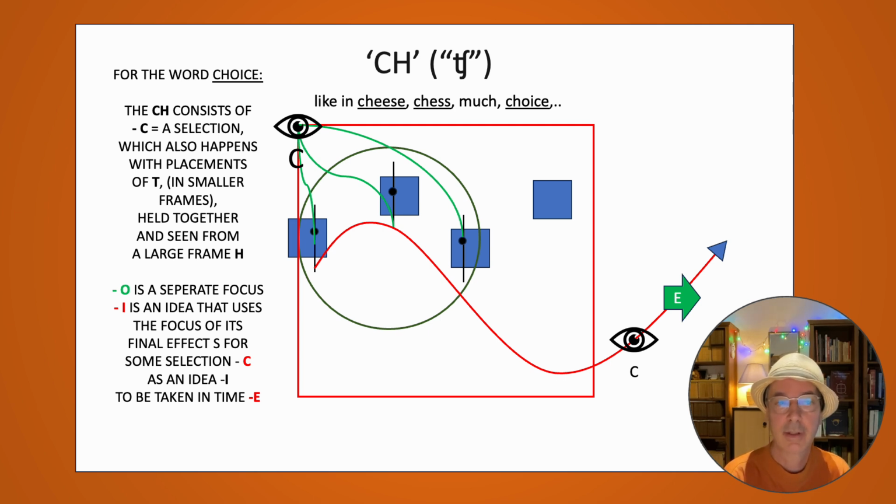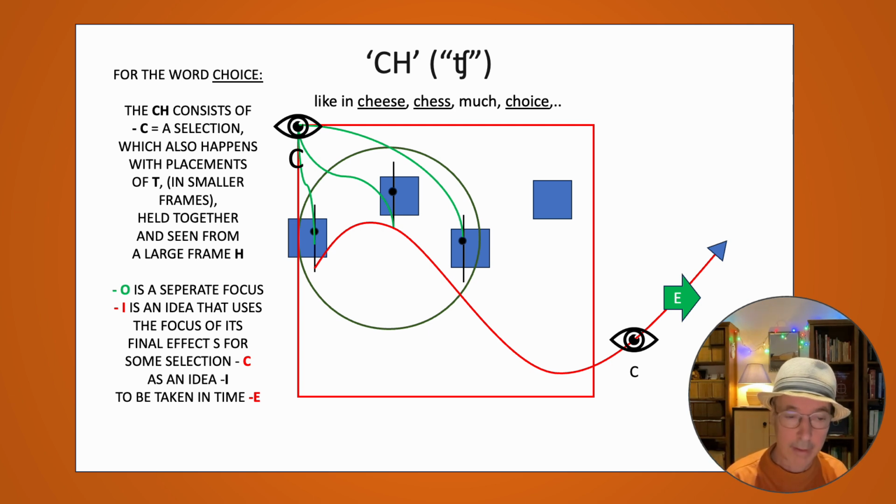The ch consists, apparently, of C, a selection. C is about trying to find focus in a selection. That's what C is. It also happens, just like with the other words, with a placement. I take some placements, some places out, a choice of places in these smaller frames, which are held together and seen from a large frame.